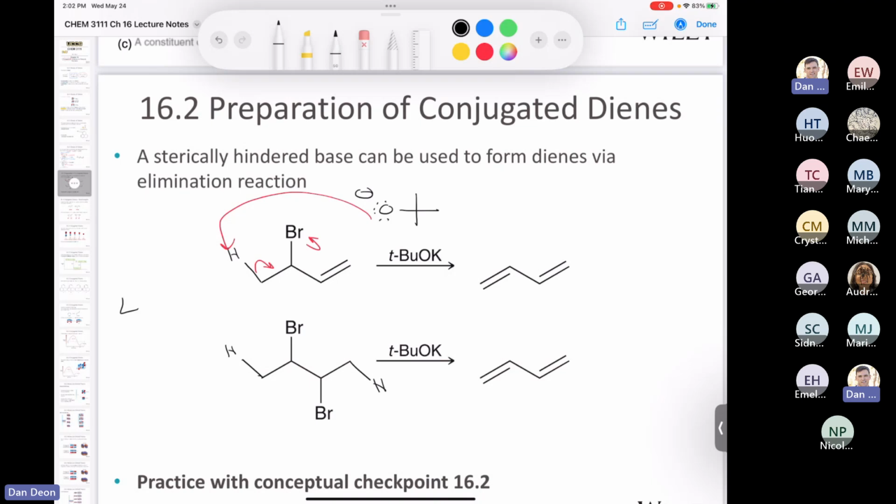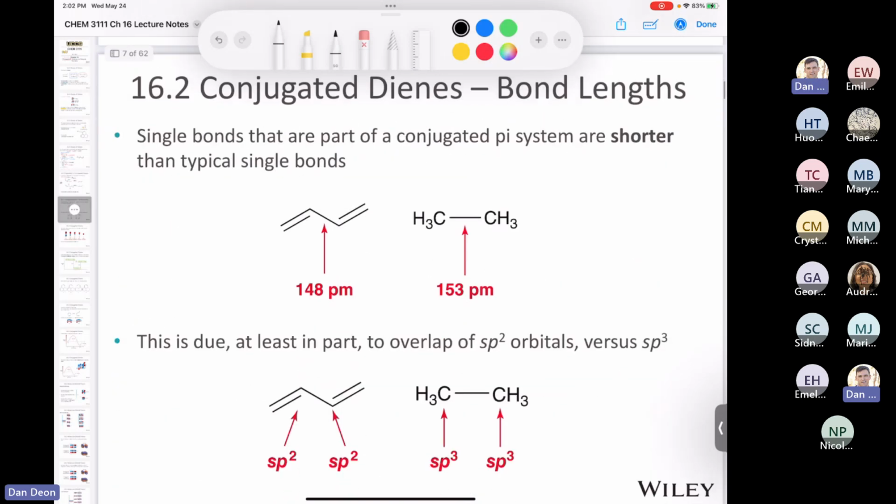So this is just good old-fashioned E2 chemistry, so nothing really new here. So that's how you would make a diene. And what's interesting about the sigma bond, or the single bond, between the two sp2 hybridized carbons in the middle of 1,3-butadiene is that if you look at their bond length, it's actually a little bit shorter than a regular sigma bond, right?